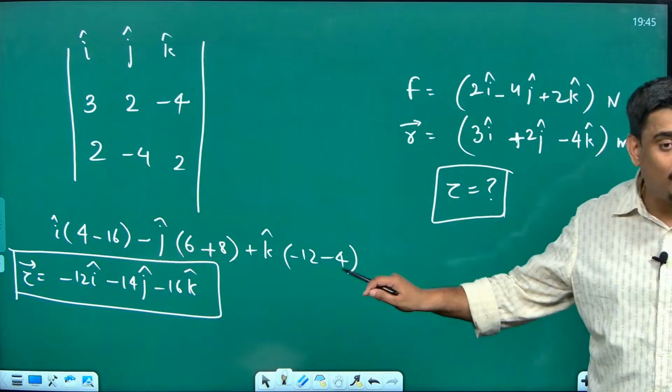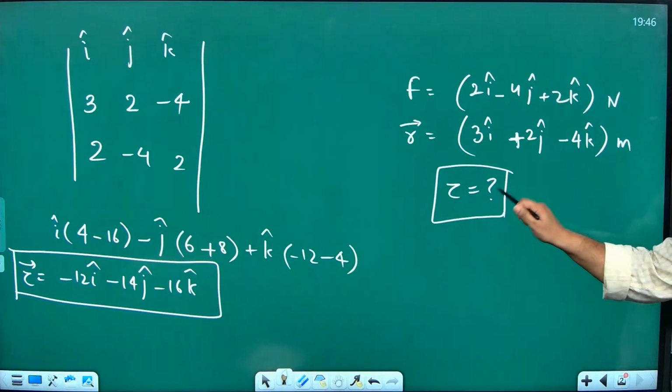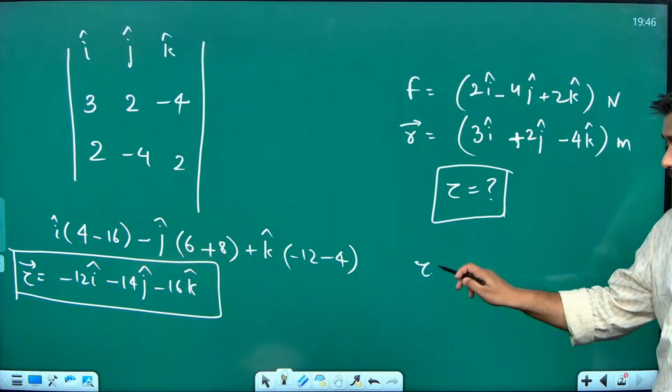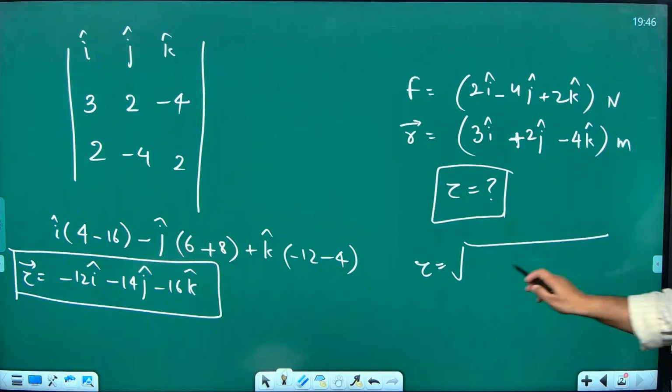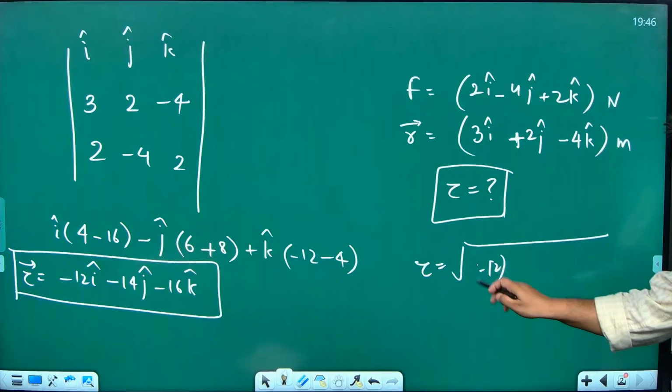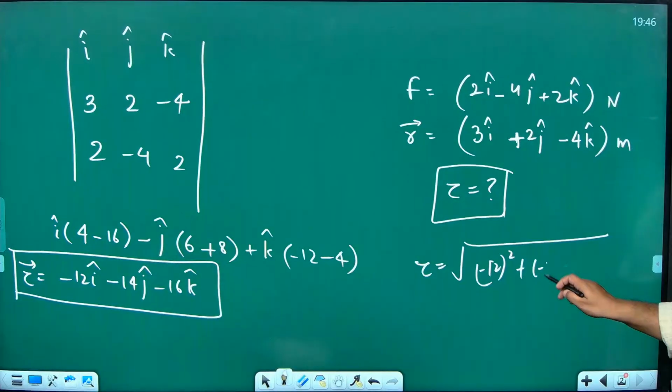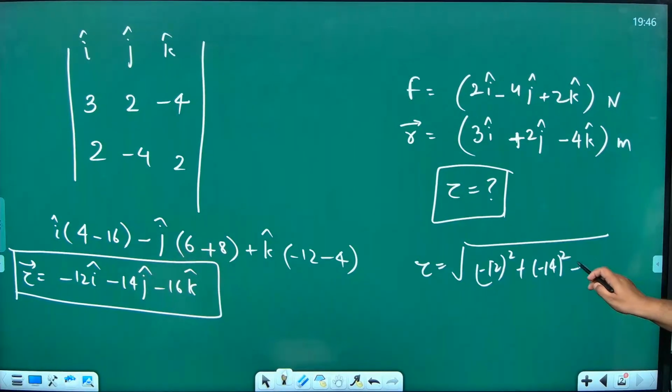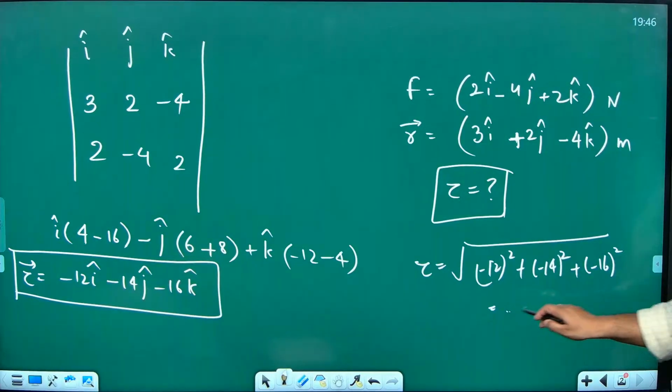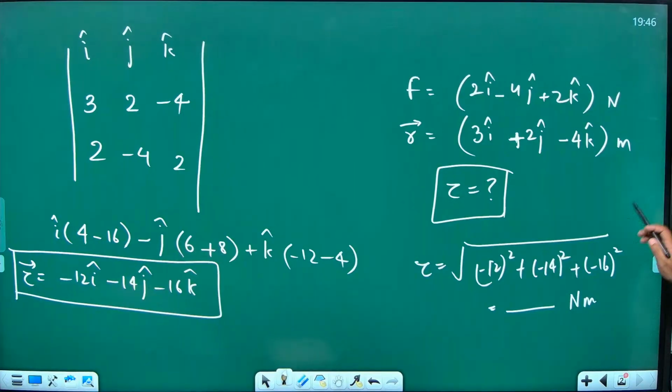Torque vector you got, but they asked to find the torque's magnitude. So what will be the magnitude of torque? Root of minus 12 square plus minus 14 square plus minus 16 square. Are you getting? When you solve this, you will get the answer. This much Newton meter.